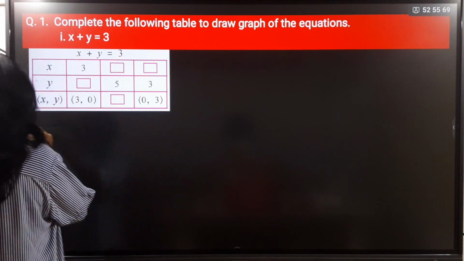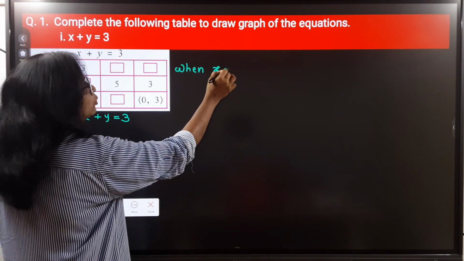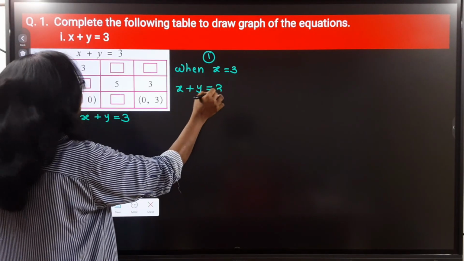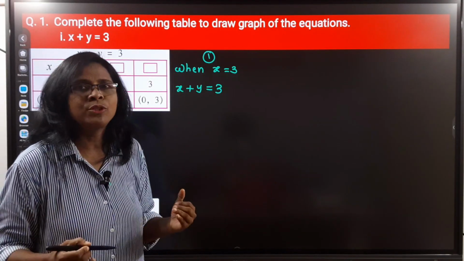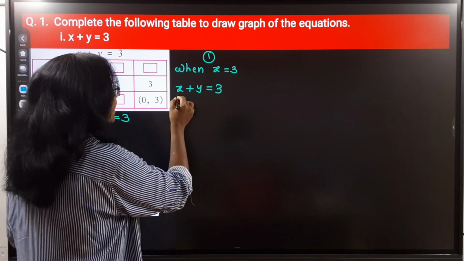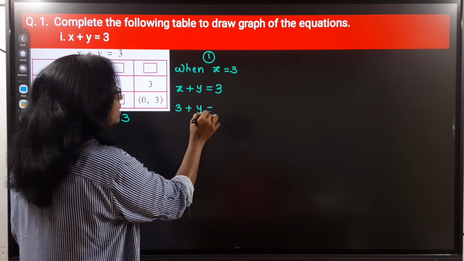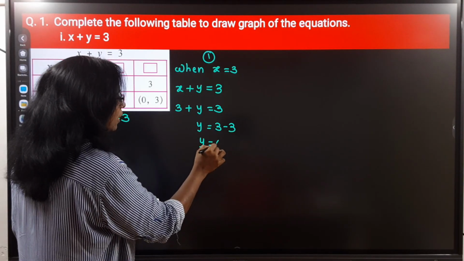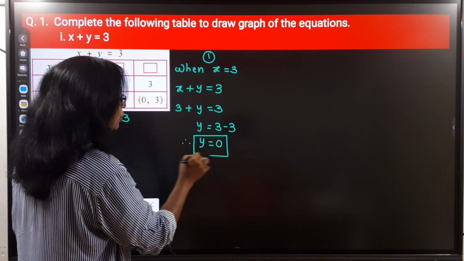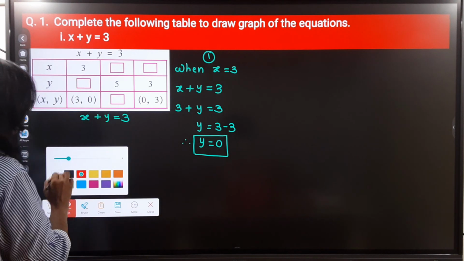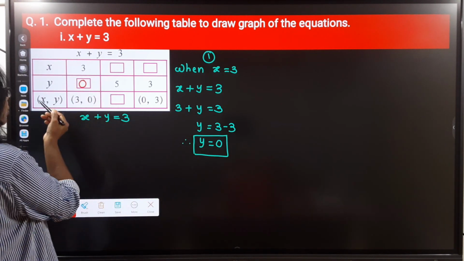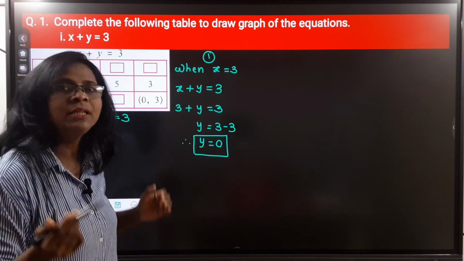So here first, when x is equal to 3, then here students the equation is x plus y is equal to 3. So now here we have to substitute the value of 3. So 3 plus y is equal to 3. So y is equal to 3 minus 3. So that's why students 0. Therefore y is equal to 0. So we write here 0 and that's why the coordinate of xy becomes 3, 0.